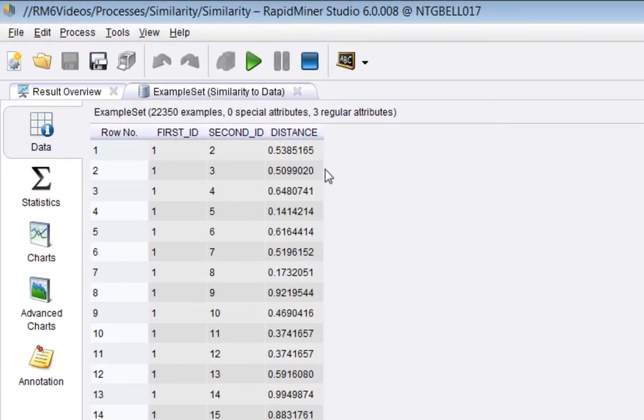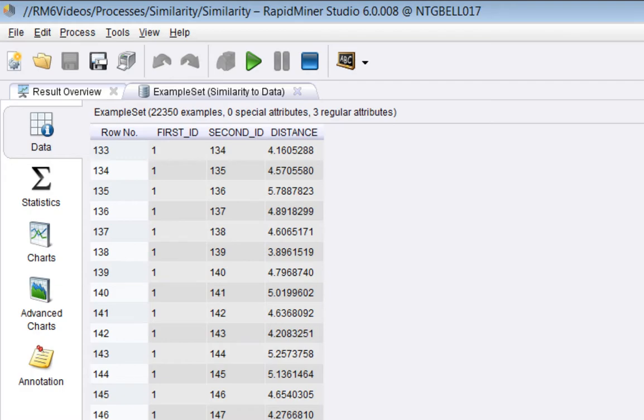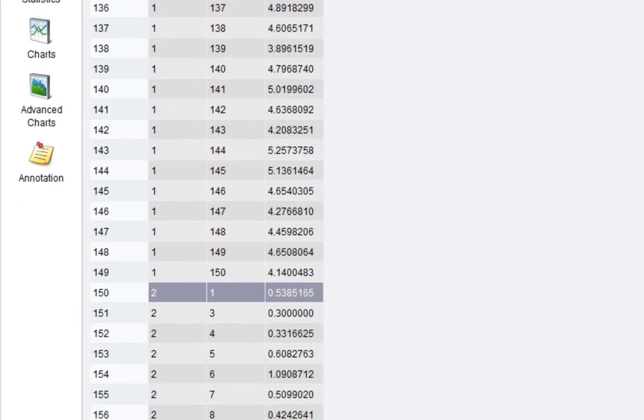And this operator creates an example set. You'll notice it has 22,350 examples. It's essentially double the previous one. What it means is that each pair is represented twice. So 1 and 2 had a distance of 0.53. If I scroll down far enough, we'll find 2 and 1. Whereas in the similarity object, there it is. So it's double counted, which is fine.